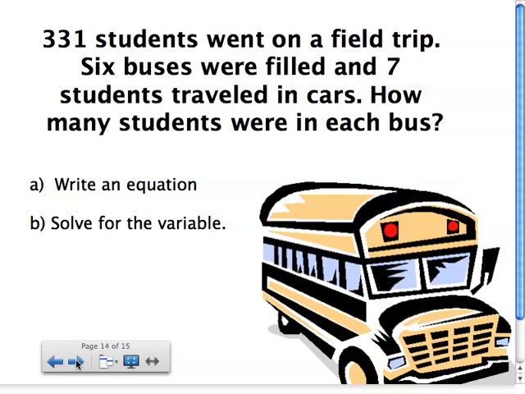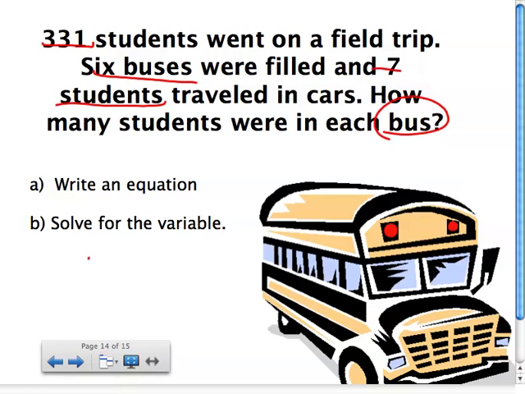word problems. Let's do this one together. Okay, so 331 students went on a field trip. 6 buses were filled, and I'm going to underline as we go along. 331 students went on a field trip. 6 buses were filled, and 7 students traveled in cars. How many students were on each bus? We don't care about people traveling in cars, right?